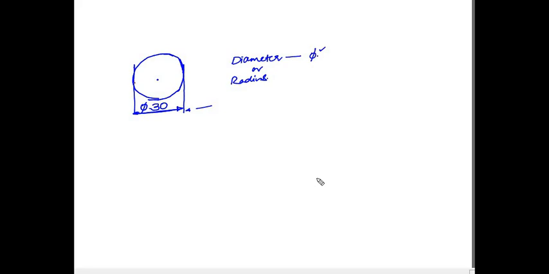The other one is directly inside. This is the center. Anywhere you can draw, take the diameter passing through the center, terminate it with the arrowheads, and above the diameter directly you can write Ø30. This is one way of dimensioning a circle, right?